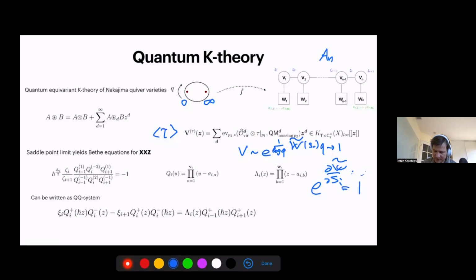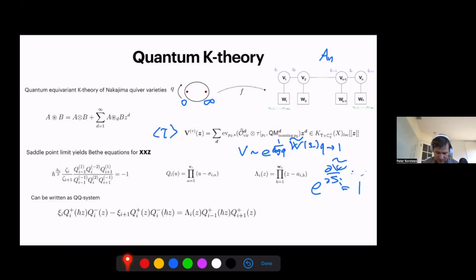The way this W works, it's some logarithm, and when you do this calculation, you're going to get a polynomial of those Chern roots. So that leads us to the Bethe Ansatz equations.